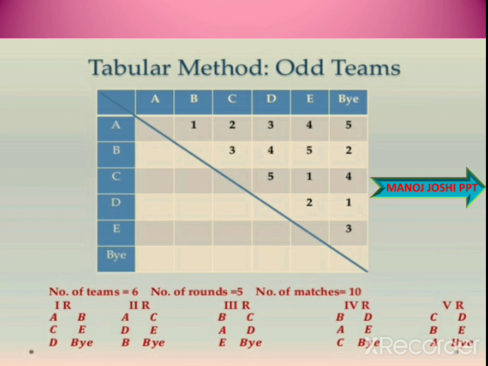Again we can see wherever 1 is coming, the common column for A and B is 1. So wherever 1 is coming, these will be first round matches: A versus B, and another one is coming here, C versus E. In this case we do not calculate the column of byes. So this is D versus bye, so there will be no match. So 2 matches will be there in each round. There are 5 rounds, so the total number of matches will be 10.